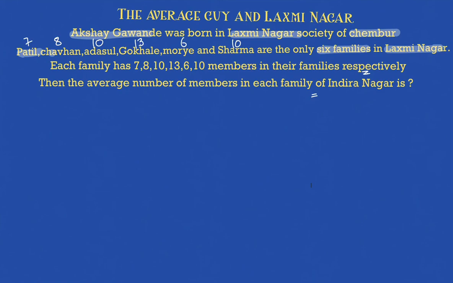Total number of members in Laxmi Nagar are 7 from Patil, 8 from Chauhan, 10 from Adasul, 13 from Gokhale, 6 from Morye and 10 from Sharma. These are the total number of members in Laxmi Nagar, including all the 6 families. So what will you do now? Add all of them. 7, 15. This 15 plus 10, 25, 38 plus 6 will be 44 plus 10, 54. Total number of members in Laxmi Nagar are 54.